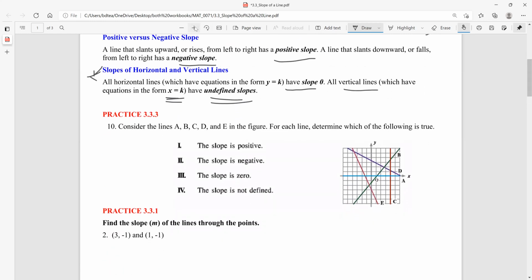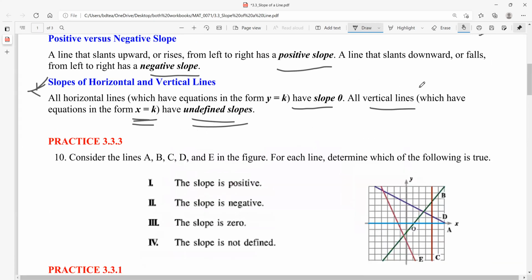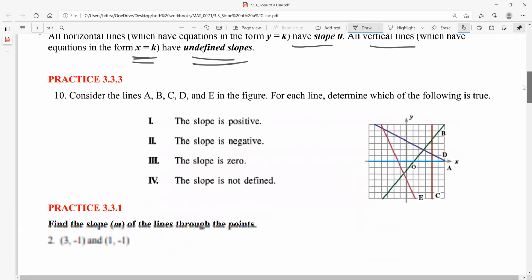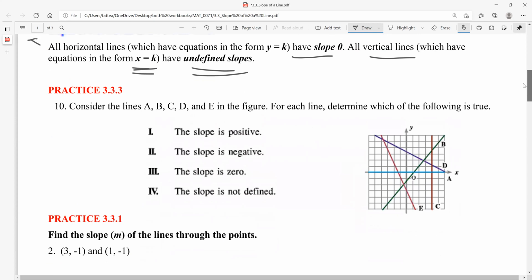And this is just an exercise to demonstrate the lines, whether they're positive, negative, 0, or undefined. So you have 4 categories here. You have lines over here. So identify A, B, C, D in the figure and determine, for each line, which of the following is true. So we look at the positive slope.